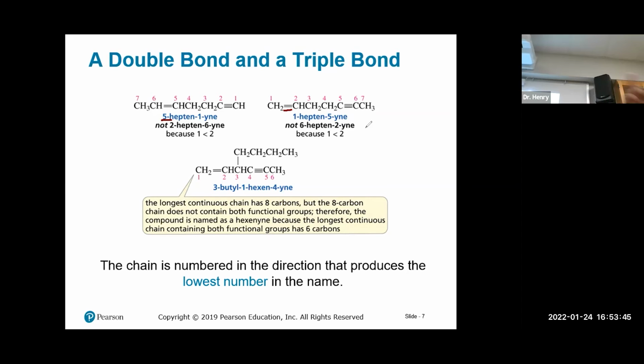Then the double bond has priority. Double bond has priority. So if they were both at the 1s, let's say we had 1, 1, then a double bond has priority. But the yne would get the end, the last name. It will be the triple bond.